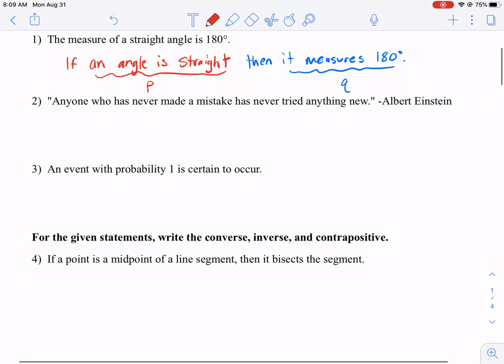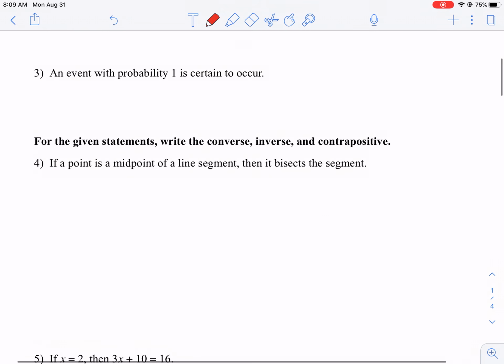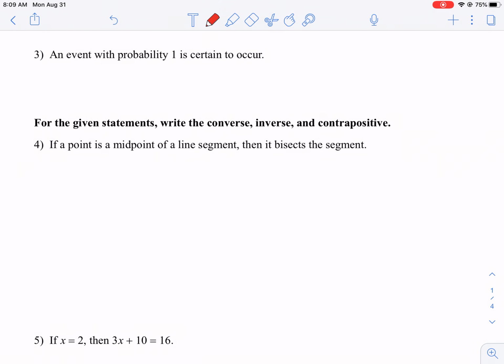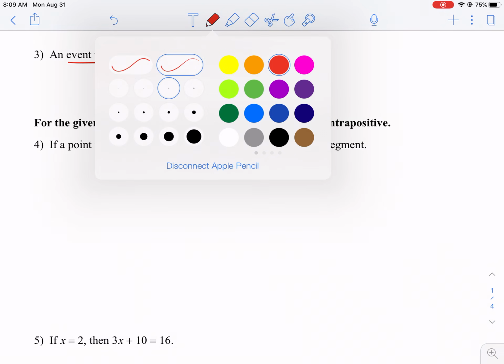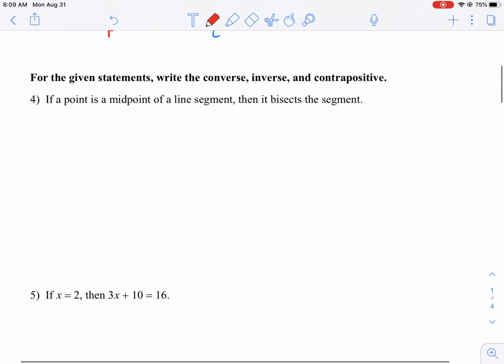We'll just say this one. Anyone who has never made a mistake has never tried anything new. We could write this as, if you have never made a mistake, then you have never tried anything new. That would be an easy way to do this one. And then number three, we could write, if an event has a probability of 1, then it is certain to occur. So we could just say that this is our P and this is our Q. Okay, that's just a quick review.